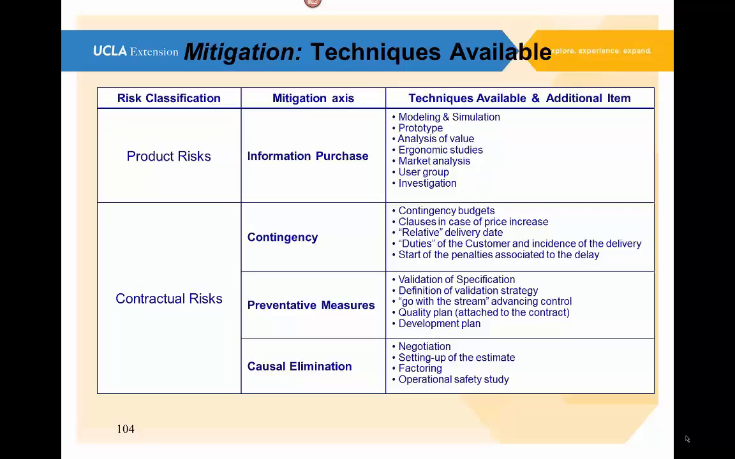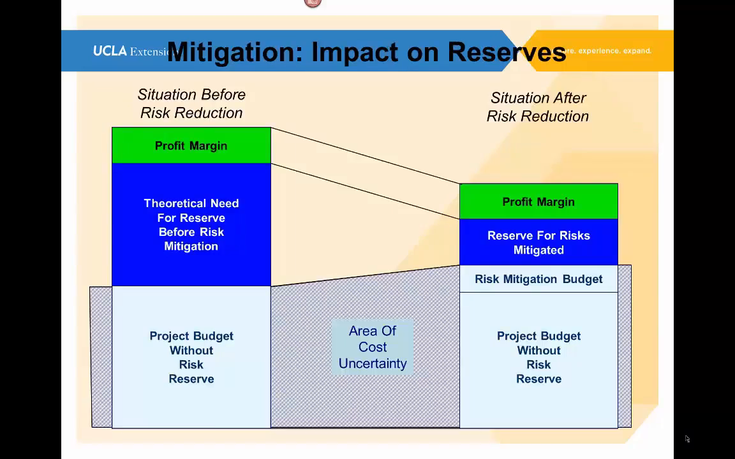Then there's causal elimination. How are you going to make sure that you got a good contract? You can take measures in negotiations and the way you set up the estimate. Your company might do some factoring, selling of receivables, and then also have some type of operational safety study that you want to implement before you actually start the project and have a signed contract. Changing the slide, looking at the reserves, the risk reserves right now.